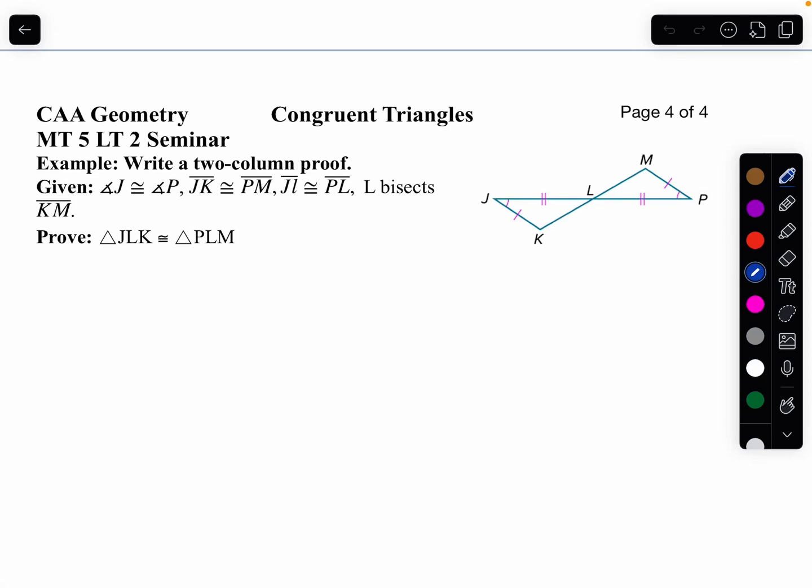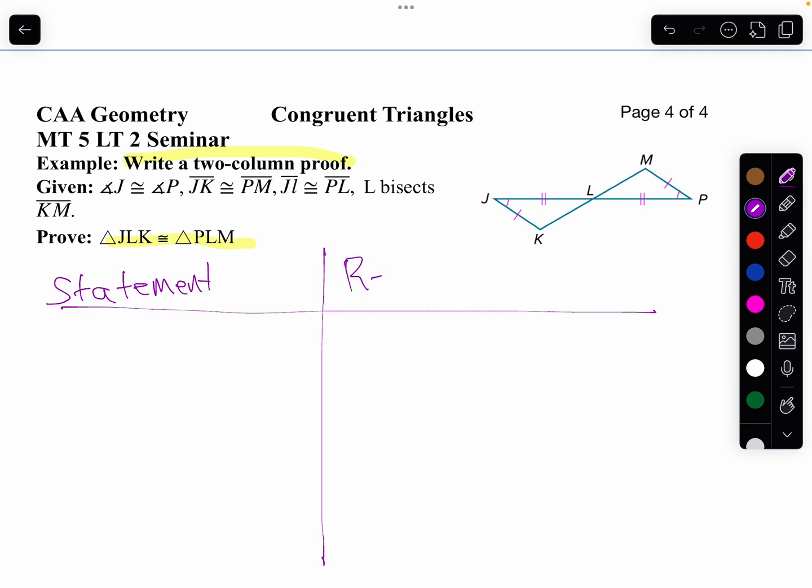In our last problem, we want to write a two-column proof, and we want to prove these two triangles are congruent. Now, the way to do a two-column proof is we are going to show all three angles of one triangle are congruent to all three angles of another triangle, and all three sides of the first triangle are congruent to all three sides of the second triangle.